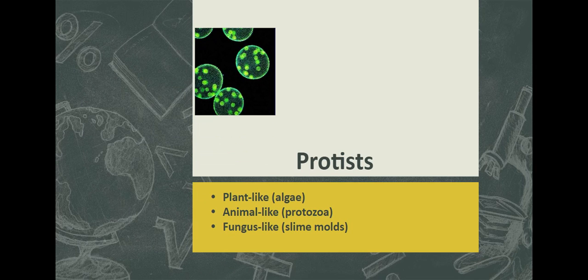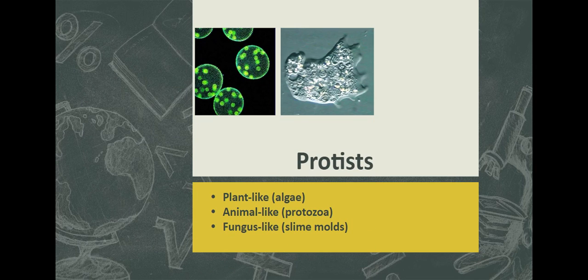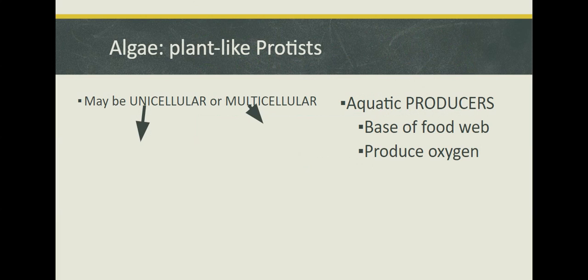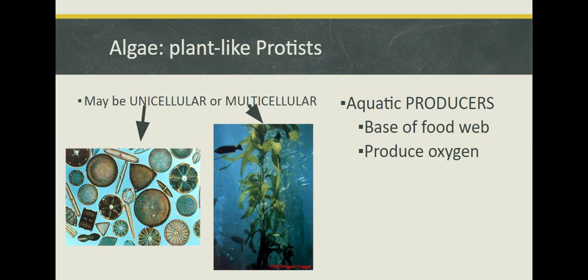So there's an example of algae. There's an example of a protozoan, and there's an example of a slime mold. Algae are the plant-like protists. You have a space on your graphic organizer to draw a simple diagram of algae. Pick one of these two to draw. We have some algae that are unicellular, so you can only see them with a microscope. And then we have other algae that are multicellular, and they look like plants, but they're not. They're in the protist kingdom, not the plant kingdom.